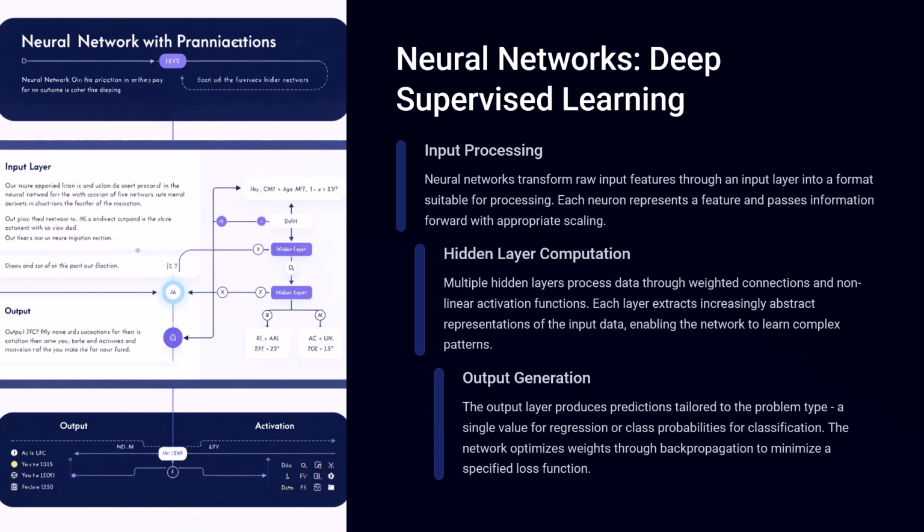Output generation. The output layer produces predictions tailored to the problem type, a single value for regression or class probabilities for classification. The network optimizes weights through backpropagation to minimize a specified loss function.